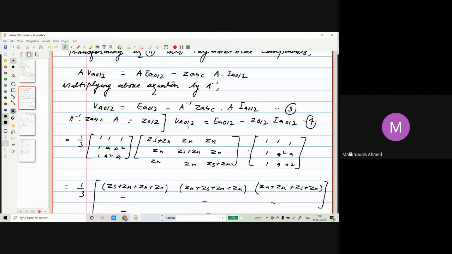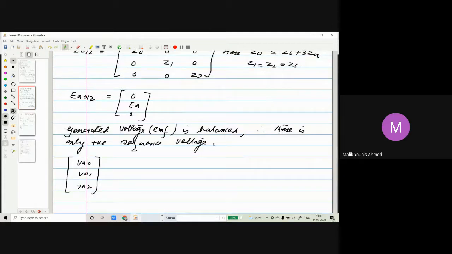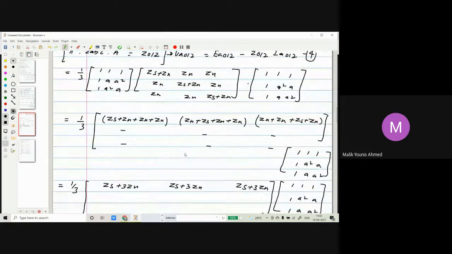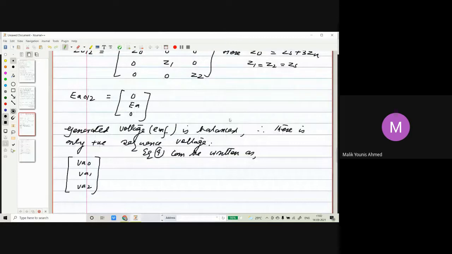Instead of VA naught, this is a separate entity here. So equation 4 can be written as: instead of VA012 we write VA0, VA1 and VA2, equals EA012. EA012 we have already seen, only the positive sequence will exist. That's the reason for this one.